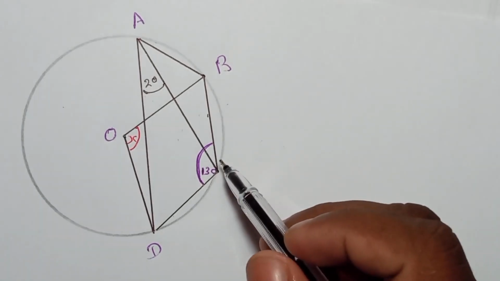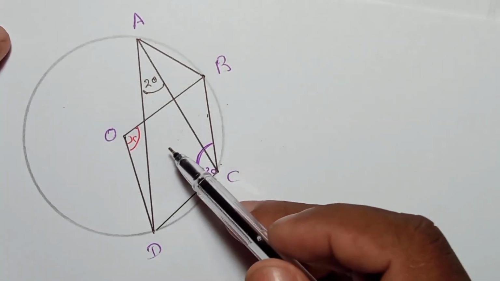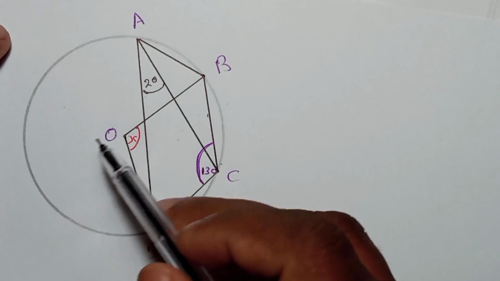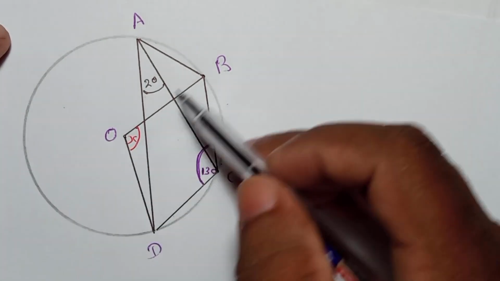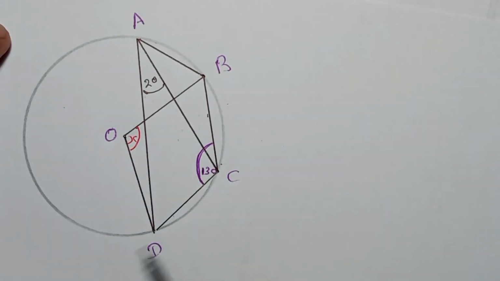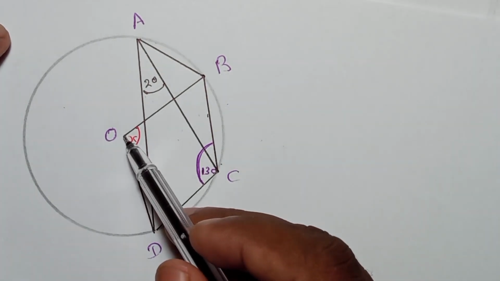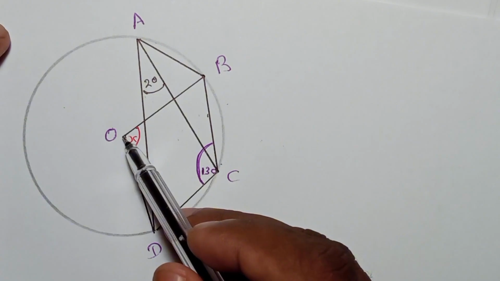Okay, now get to the value of x here. First of all, you should understand that OBCD is not a cyclic quadrilateral. It is not a cyclic quadrilateral, right? Because why? This point O is not on the circumference, it is at the center, right?